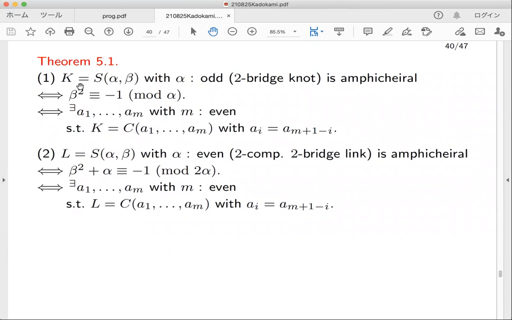For a two-bridge knot K, S(alpha, beta) in Schubert form, alpha is odd. That is not the case. K is amphicheiral if and only if beta squared is equal to -1 mod alpha. Equivalently, there exist integers. We can take symmetrically.